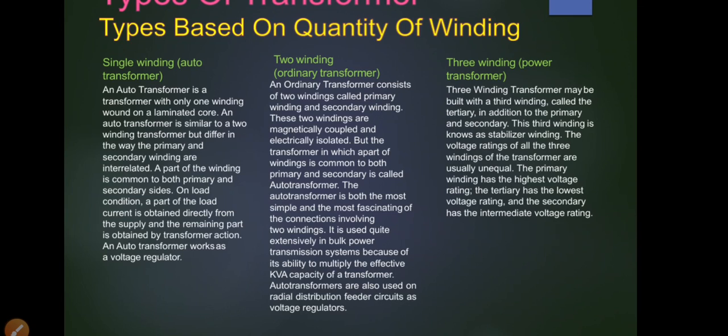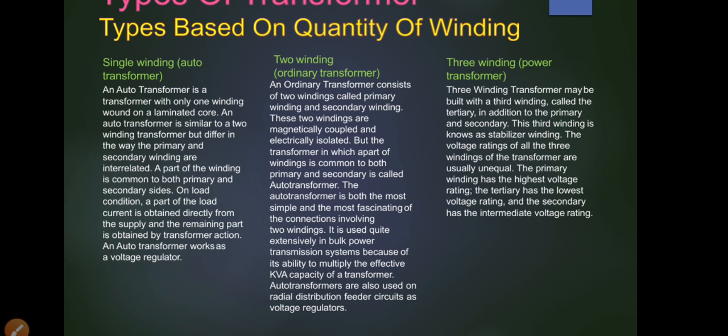What is specific in an auto transformer is that it generally acts as a voltage regulator. One part of the load current comes directly from the supply, which is the 230 volts applied to it, and the remaining part is obtained by the transformer action. This auto transformer works as a voltage regulator. This is about the single winding auto transformer.